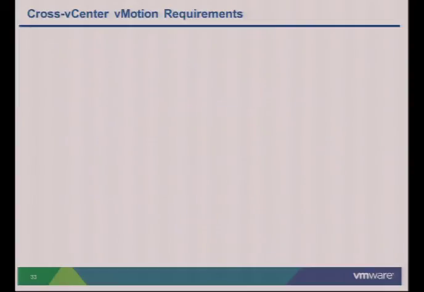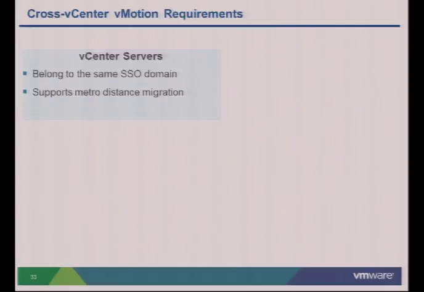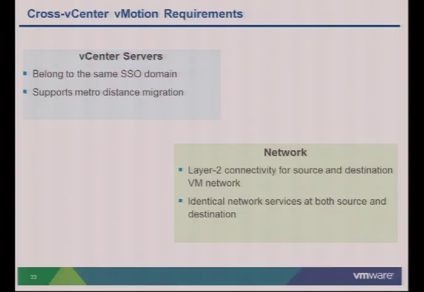There are a few requirements that have to take place in order for vCenter vMotion to work. In order to see the inventory from the destination VC from the source VC, both the source and destination VC must belong to the same SSO domain. As we discussed from a networking perspective, there must be layer 2 connectivity for the VM network between source and destination. And additionally, the networking services such as firewall rules and NAT translation policies need to be consistent at source and destination.